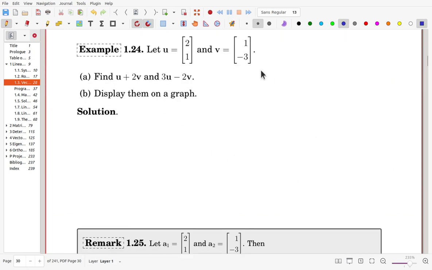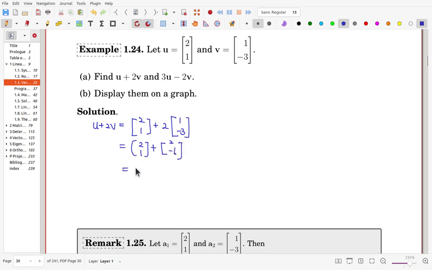Here, u and v are given, and we find u plus 2v and 3u minus 2v. Let's begin with u plus 2v. That is u, which is now 2 and 1, and here twice of v, 1 and minus 3. Then there is 2 and 1, the u vector, and the scalar multiple makes 2v here now 2 and minus 6.